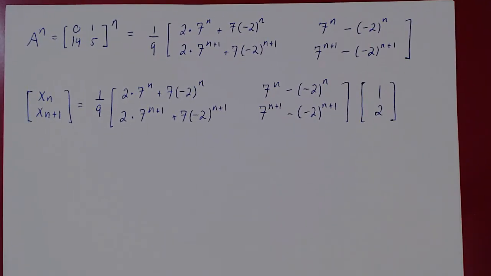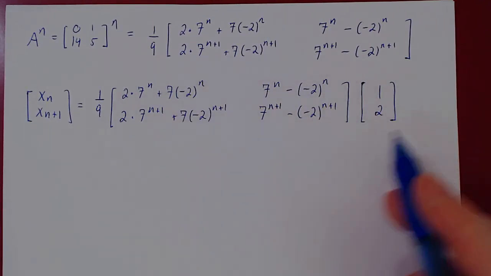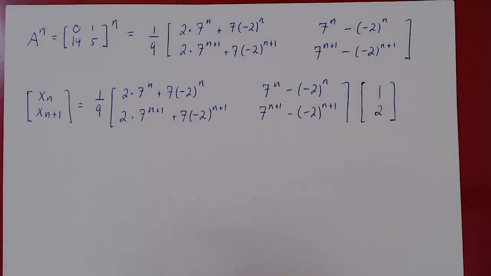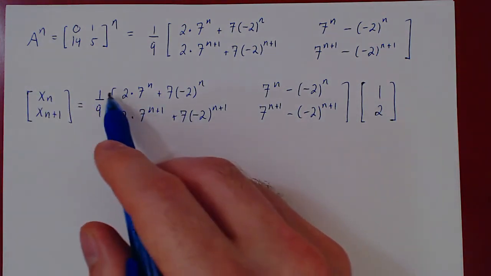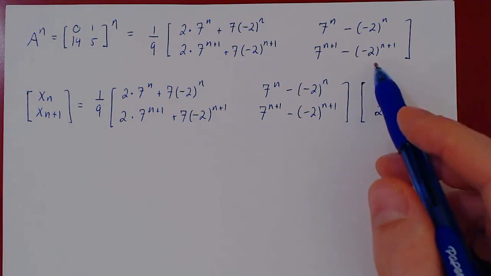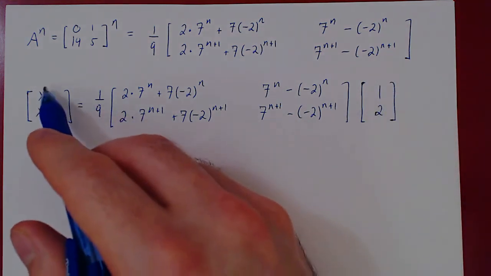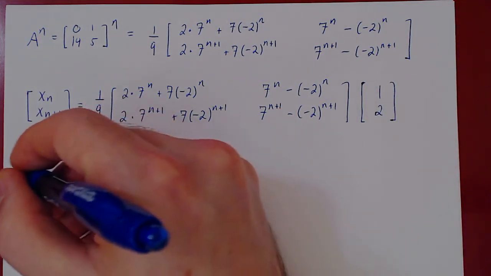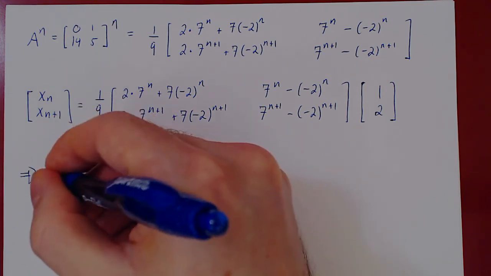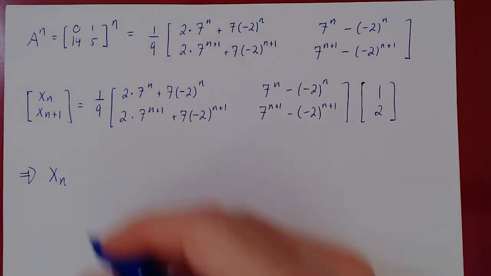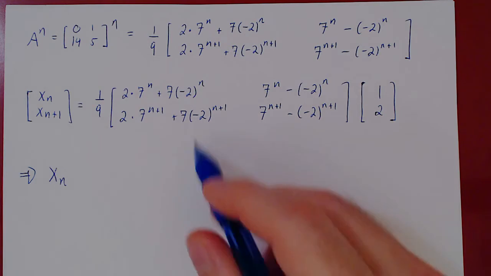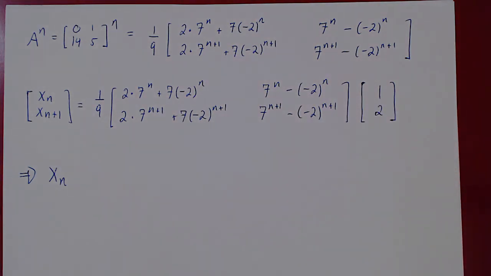And here, you don't have to multiply the whole thing, because all you care about is the x_n value. So all you have to do is do the first row times the column, and you will get the value of x_n. And you will have now a formula for the nth term of the sequence as a function of n, independently of the previous terms of the sequence.